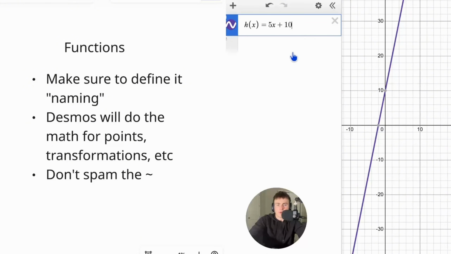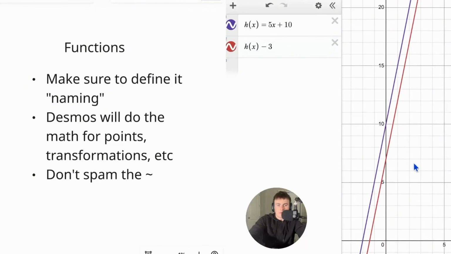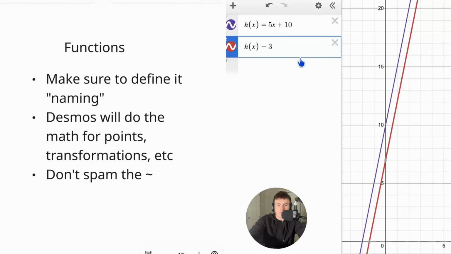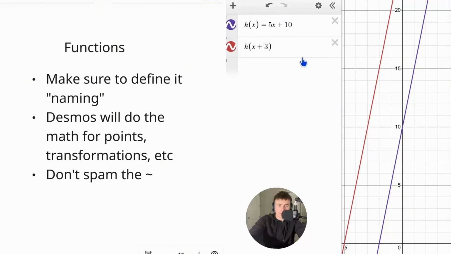And also transformations. If you put h of x minus 3, it's just going to shift it down by 3. And it's really cool because you don't even have to know that minus 3 is a transformation down, because it just does it for you. Additionally, if you did h of x minus 3 inside the parentheses, it'll shift it to the right by 3. This is something I see people mess up all the time. They flip it back and forth. So you can just type it in and see if it goes left or right. h of x plus 3 will go to the left because it's flipped inside the parentheses. But this is really cool. It'll do all the points, all the math, all the transformations for you.